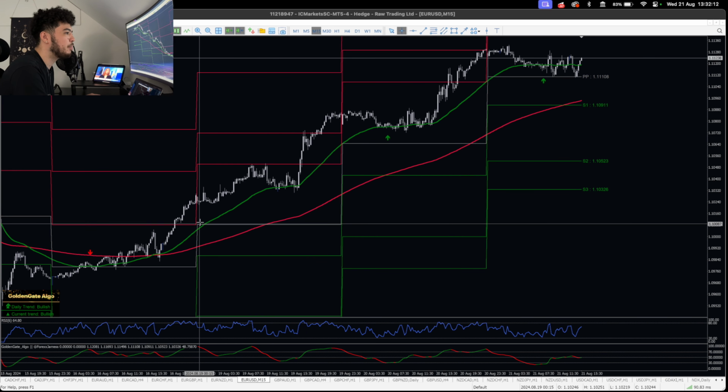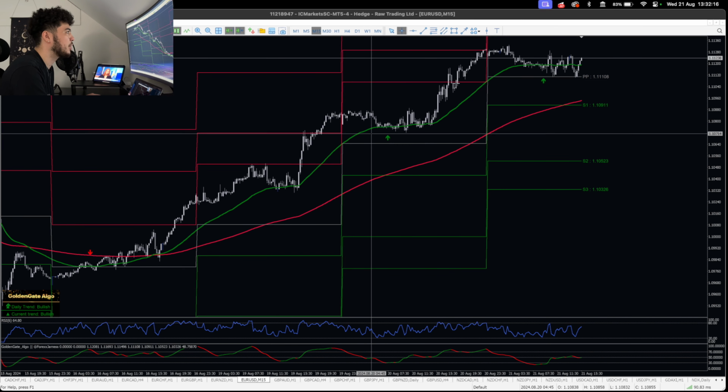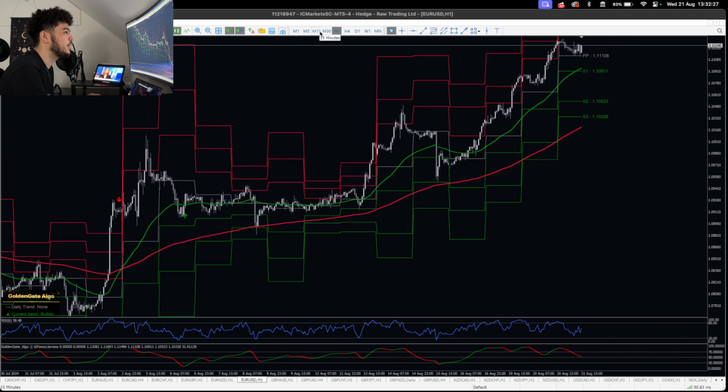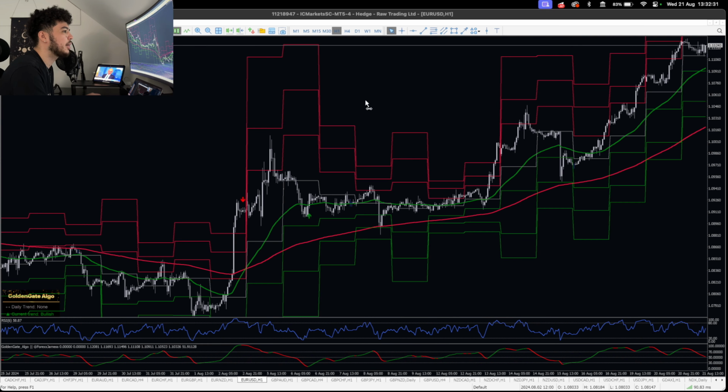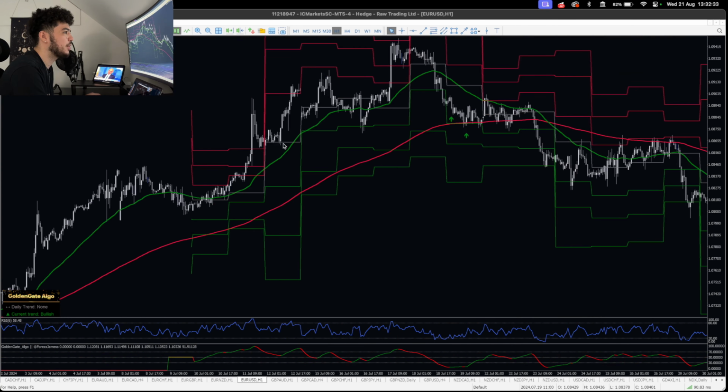So we opened above the pivot here, we continue to the upside. Again, we opened above the pivot, we continue to the upside. And this is how you can use it. Now pair this with the trend reading, with the entry signals, with the algo, and it's very, very simple to get some nice intraday trades. Now I use this almost on a daily basis. So let's go back and have a look on euro dollar and see what we can see.